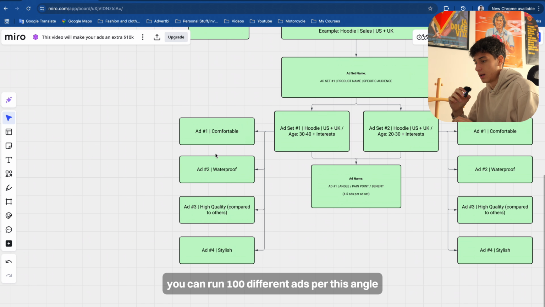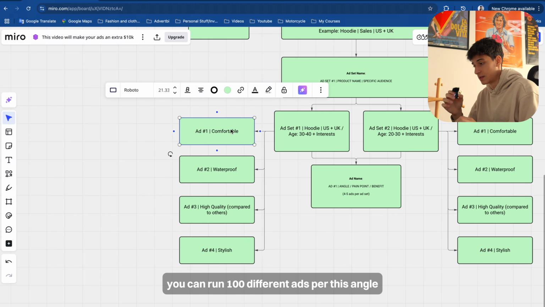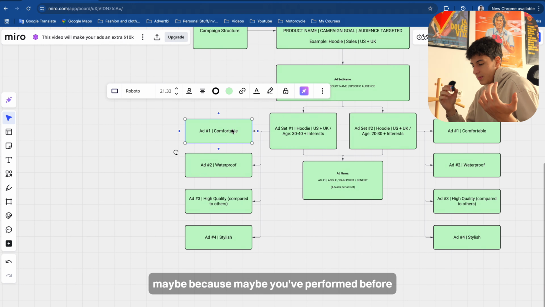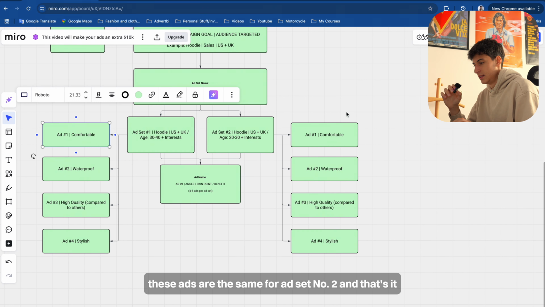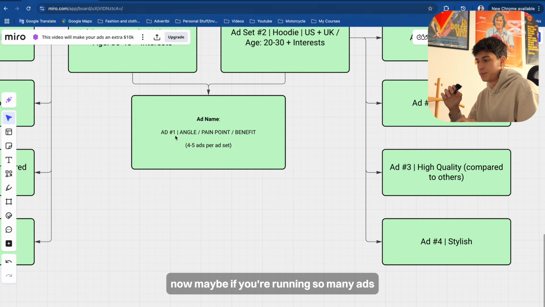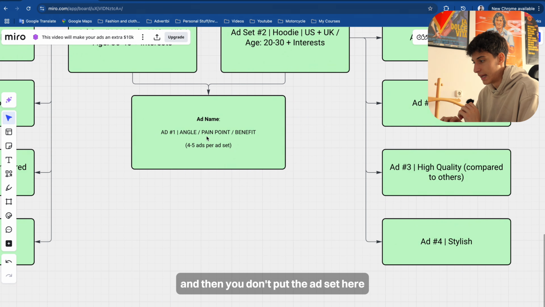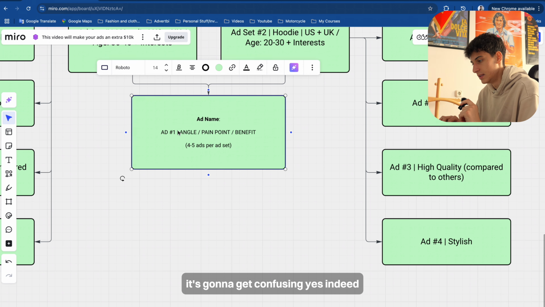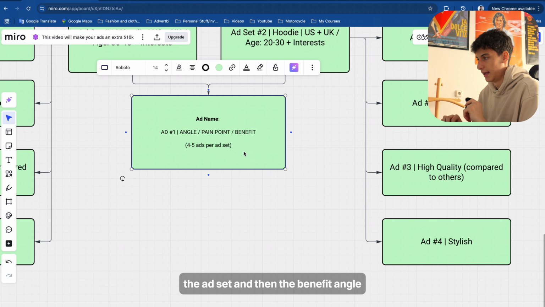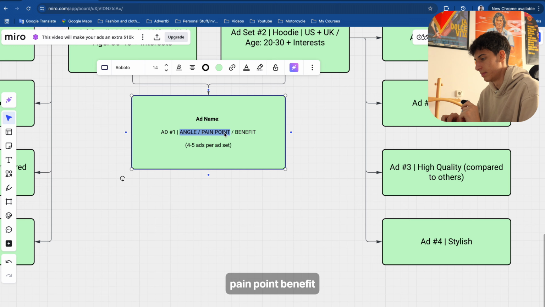And of course you can run 100 different ads per this angle or concept of comfortable, because maybe it performed before. And same thing, these ads are the same for ad set number 2, and that's it. Now maybe if you're running so many ads and then you don't put the ad set here, it's gonna get confusing. Yes, indeed, you can maybe put in the middle again the product name, the ad set, and then the benefit, angle, pain point, benefit.